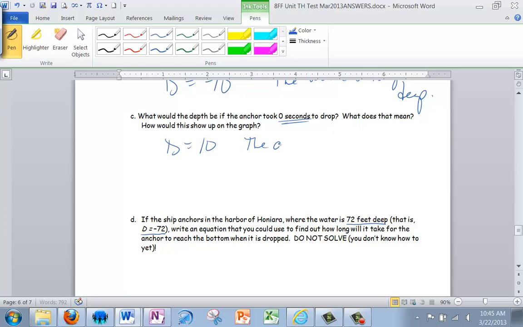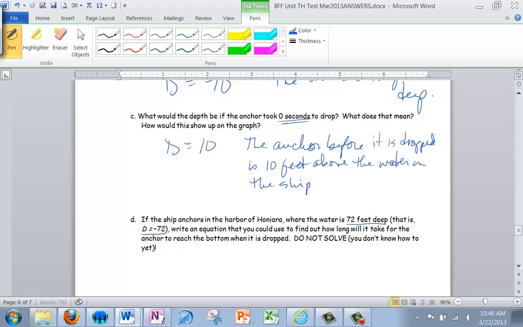It means the anchor, before it's dropped, I can't write very carefully, I'm really sorry. It is dropped, is 10 feet above the water on the ship. So do you see the difference between positive and negative? How would this show up on a graph? If the x is 0, then the y would be the y-intercept.